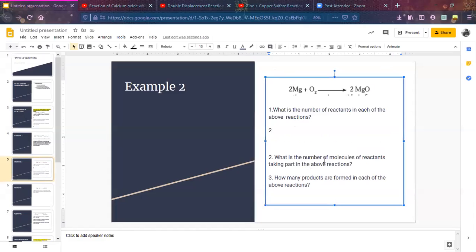Albert, sir, how is it 2? There is Mg and there is O2. प्लस के दोनों साइड में 2 है ना, तो 2 reactants हैं. इधर एक ही product है, सिर्फ एक product है. So that is the best way to find out if it's a combination reaction. Now, second question is, what is the number of molecules? I would like to see your answers in the chat box for this. Number of molecules कितना है?